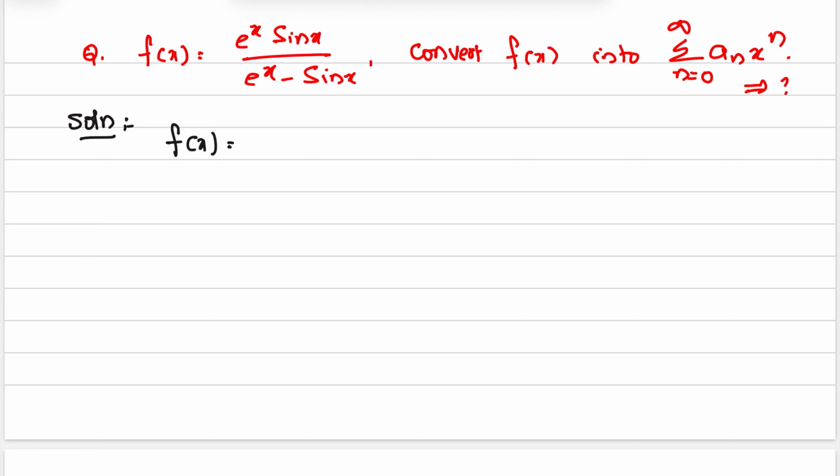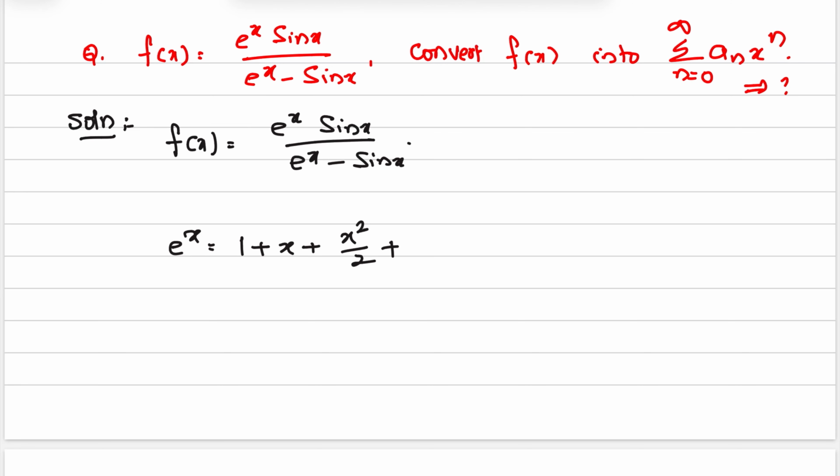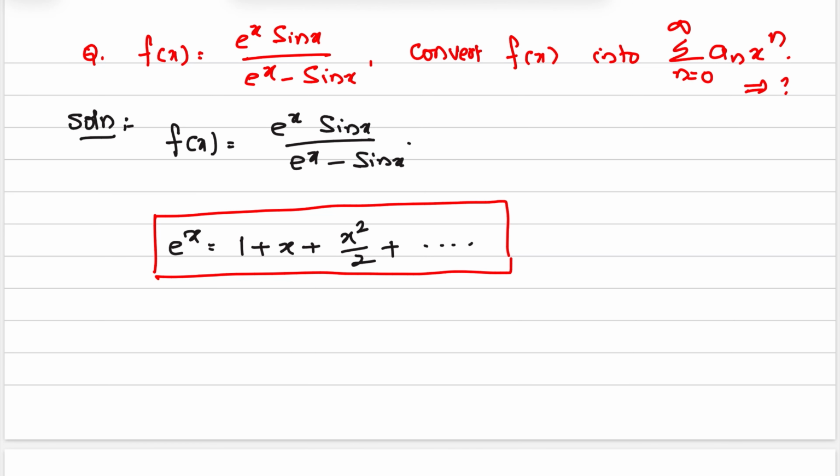What function x is given as? Function x is equal to e to the power of x into sin x by e to the power of x minus sin x. Now, from the basic definitions of e to the power of x and sin x, which I have explained in my previous lectures, please see them. When you write it in the form of a series, e to the power of x is equal to 1 plus x plus x square by 2 plus so on. This is e to the power of x. Even we can write x cube by 6 plus so on.